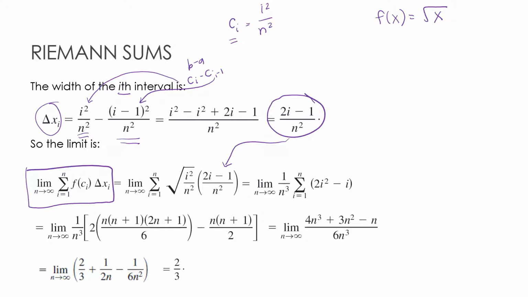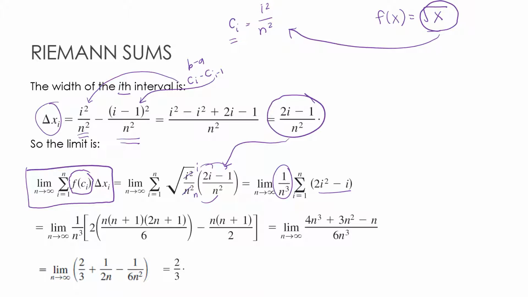Now I'm going to take f of c i. So f of c i would be the square root of i squared over n squared, which I'm going to continue to reduce as much as I can. The square root of i squared is i, and the square root of n squared is n. I'm distributing this and taking that 1 over n cubed to the outside, leaving me with this.